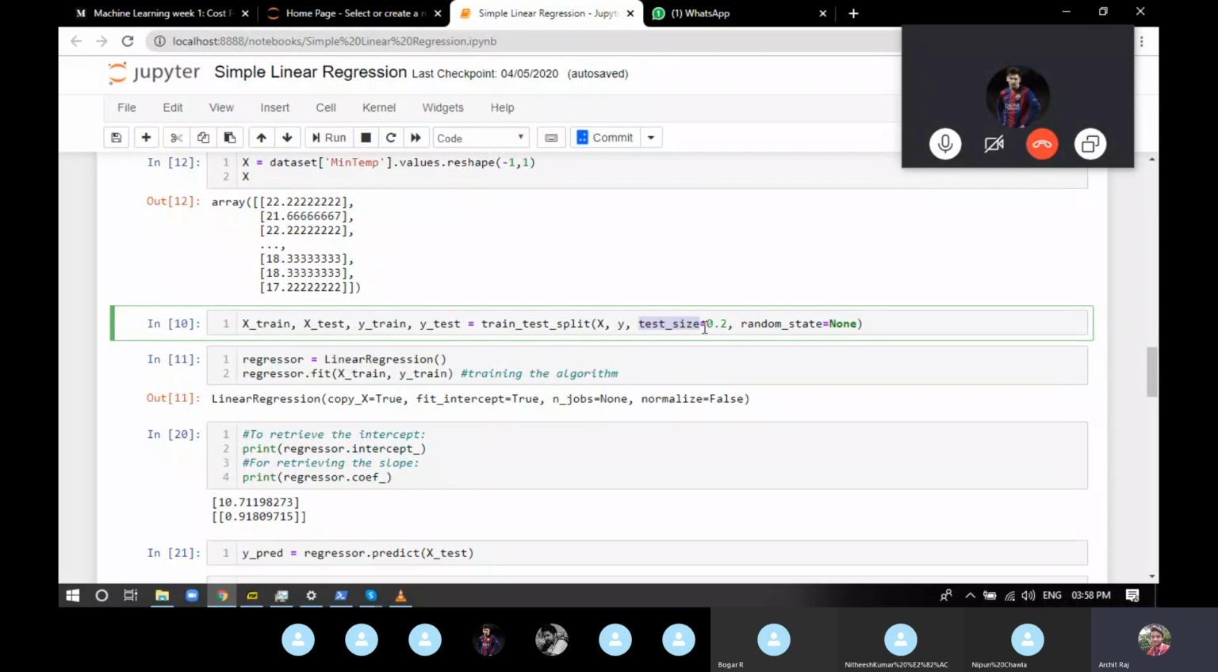So we provided test size is 0.2. It means 20% of all the data will be saved and kept aside. The model will not be trained on that particular 20% of the data, and the model is going to be trained only on the remaining 80% of the data. Now we provide random state as none.